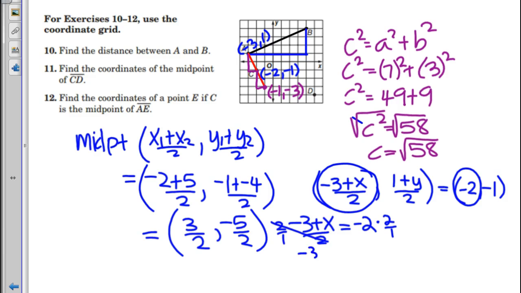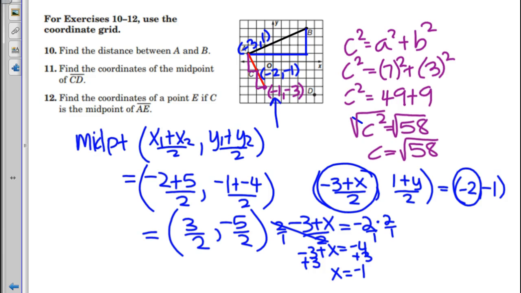Don't tell anybody, but I like just doing it off the graph when I can. Shh. All right, so to solve this, I'm going to multiply both sides by 2, which gets rid of the 2 off of the bottom. So I have -3 plus x equals -4. Multiply those guys together over here on the right. Add 3 to both sides. And x equals -1, which is exactly what we found right there.